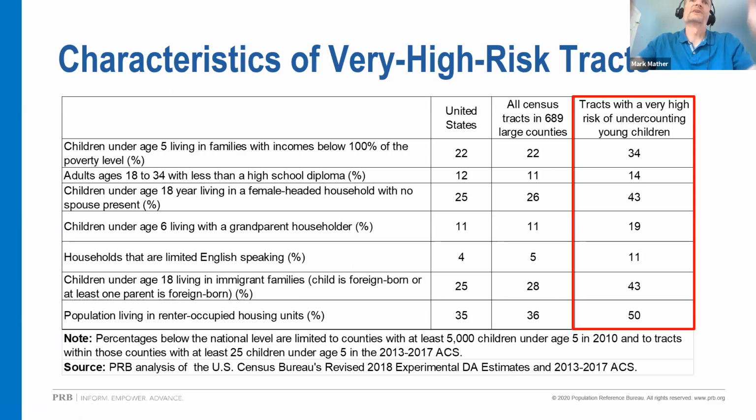These very high-risk tracts have other characteristics that set them apart. So looking across our 7 key variables, you can see that across the board, these tracts have much higher percentages of children and households that are exhibiting these different characteristics. So poverty, young adults with less than a high school diploma, children living in female-headed households. If you look at households that are limited English speaking, you can see that the rates are more than double for those tracts that have a very high risk of undercounting young children. So we put these variables into our database so that you can see these percentages along with the response rates and the risk of undercounting young children.